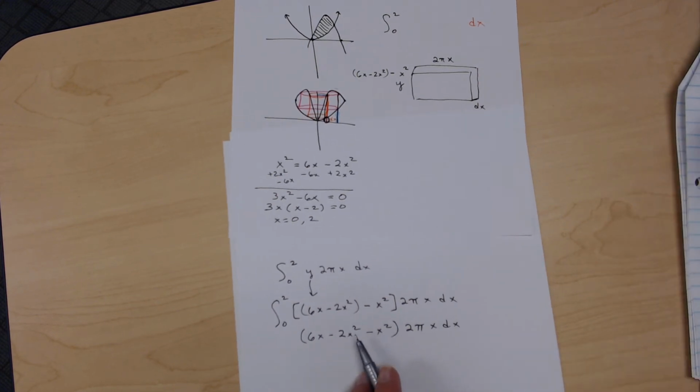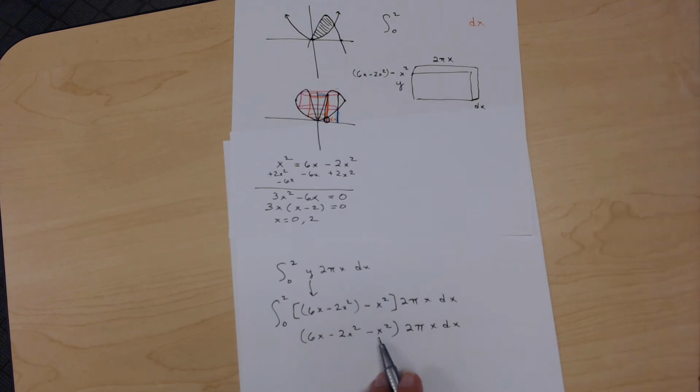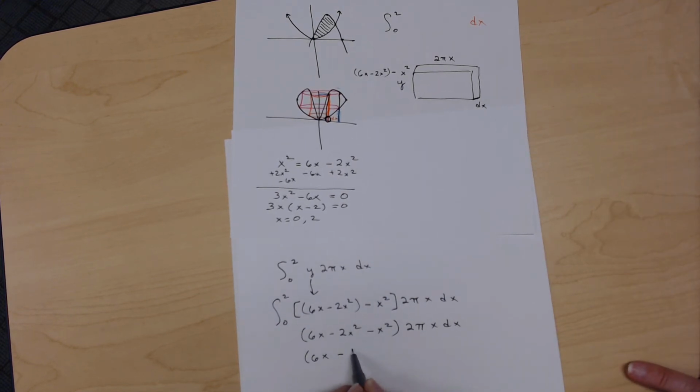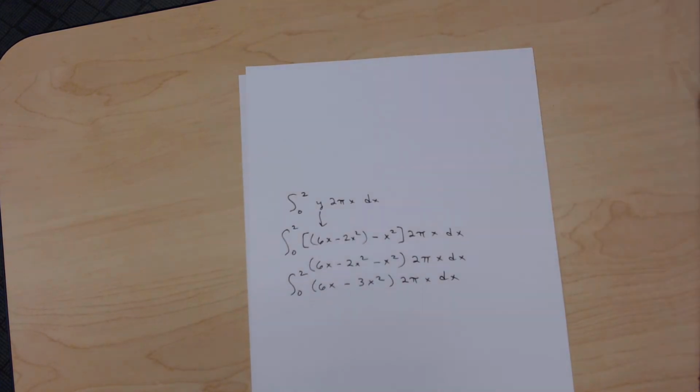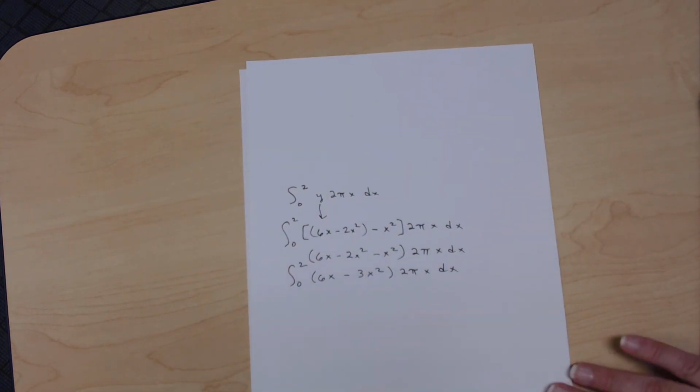We can even collect like terms here, and we get 6x minus 3x squared, 2 pi x dx. So all of this is just cleaning everything up. All right, so now let's slide this up. We might need one more piece of paper. We'll see how we're doing.